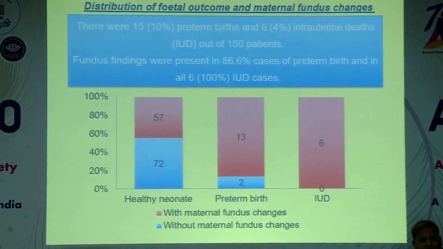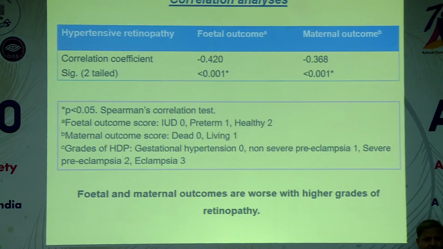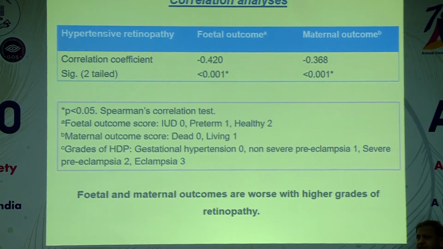So fetal outcome and maternal fundus changes. There were 15 preterm births and 6 intrauterine deaths out of 150 patients, and fundus findings were present in 86.6% cases of preterm birth and all of the cases of IUD. The correlation analyses showed that there was an inverse relation between fetal outcome and maternal outcome with hypertensive retinopathy.